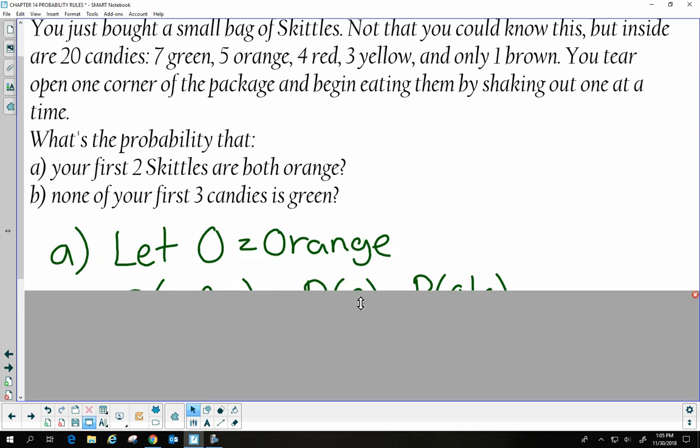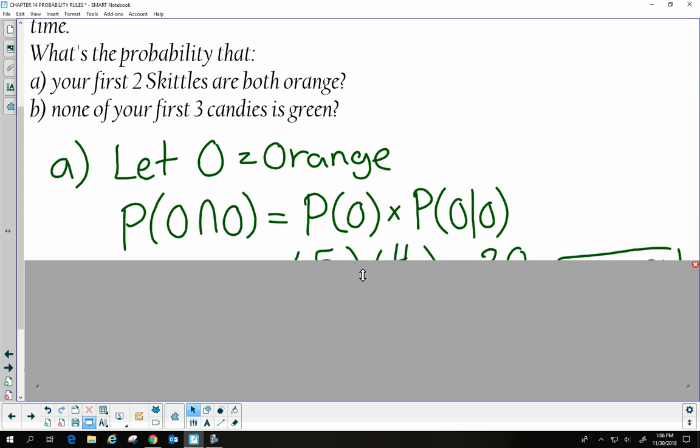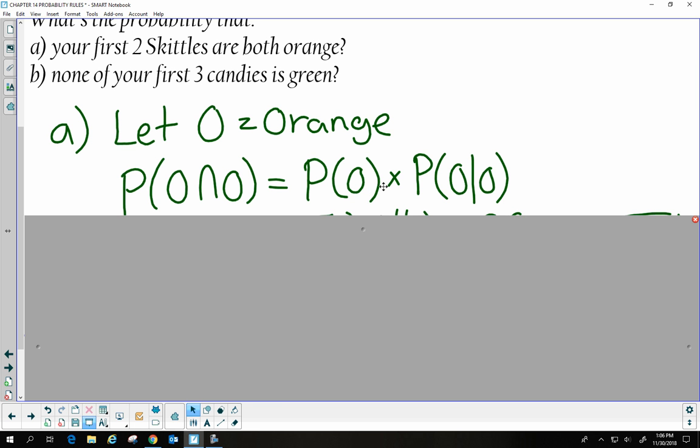So let's do part A first. There are 5 orange candies out of 20. We'll let O mean orange. So we're looking for the probability of an orange and an orange. Since we are taking a candy out and not putting it back, we're going to change the probability of getting an orange the next time because there are fewer candies and fewer orange candies. So we need to use the probability of orange times the probability of getting orange given that the first candy was orange.